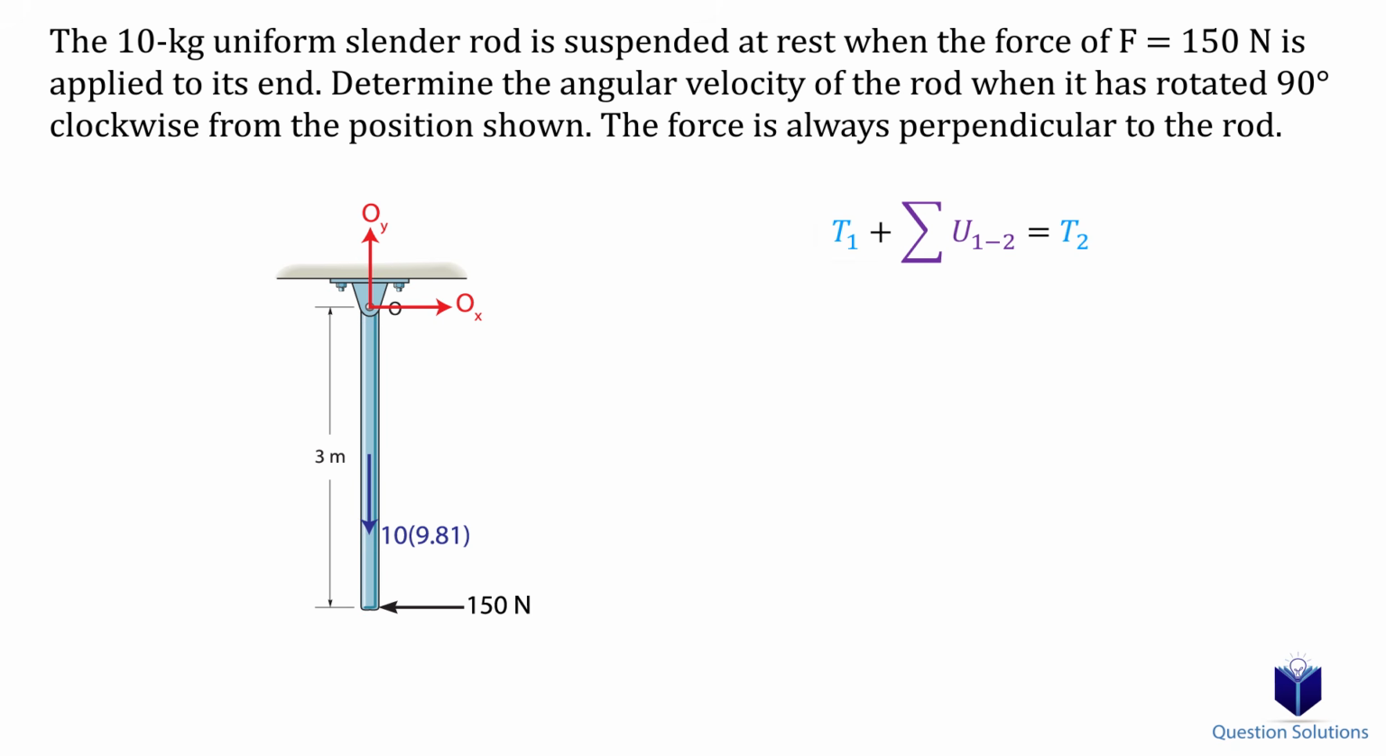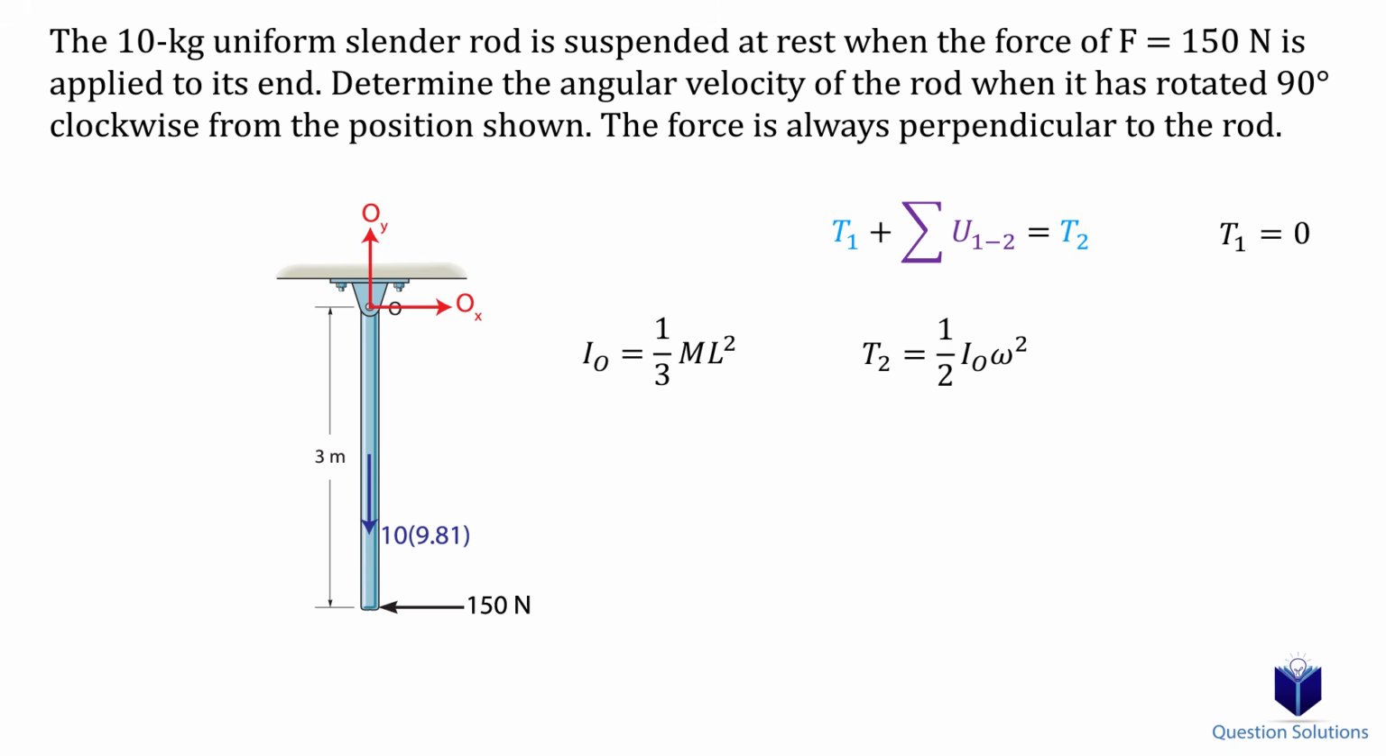The whole system starts from rest, which means initial kinetic energy is 0. For the final kinetic energy, since this is a rotation about a fixed axis, we can use this equation. But to use it, we need to figure out the mass moment of inertia for this rod at point O. So for that, the equation is this.